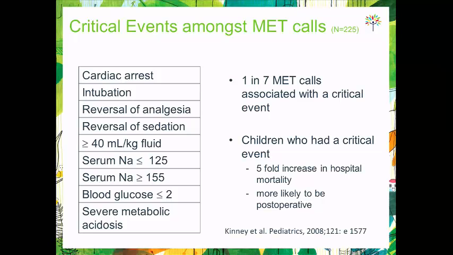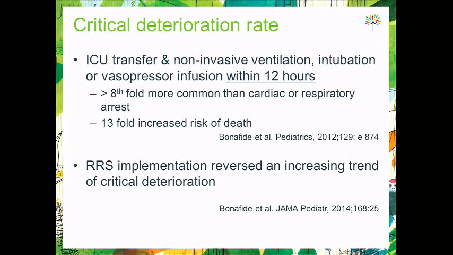And when we just looked at our first 225 MET calls, 1 in 7 MET calls were associated with a critical event, and children who had a critical event had a 5-fold increase in hospital mortality and were more likely to be post-operative. So we chose these measures because some may reflect delayed recognition of deterioration, but also they were associated with harm, and they really came out of the trigger tool methodology that's sometimes used in adverse event literature.